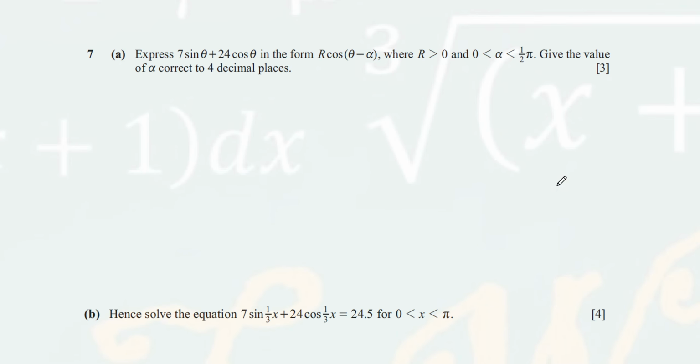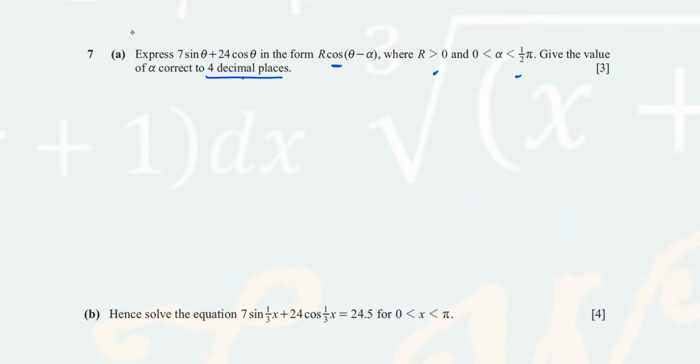Next question, number 7. First part, or part A: express 7 sine theta plus 24 cos theta in the form r cos(theta minus alpha), where r is greater than 0 and alpha is defined from 0 to half pi. Give the value of alpha correct to 4 decimal places.